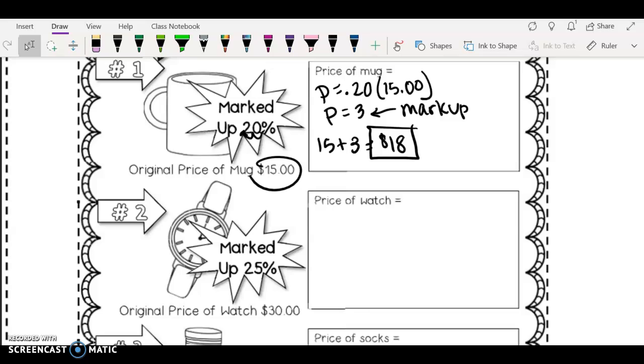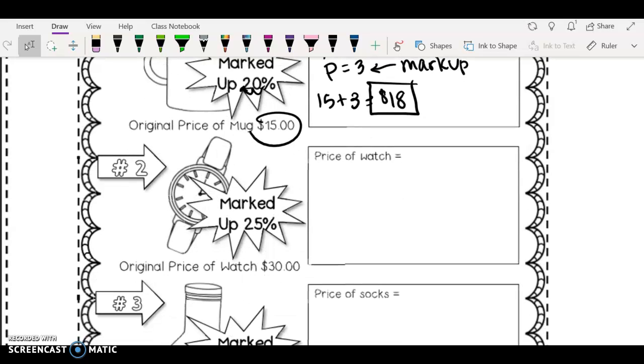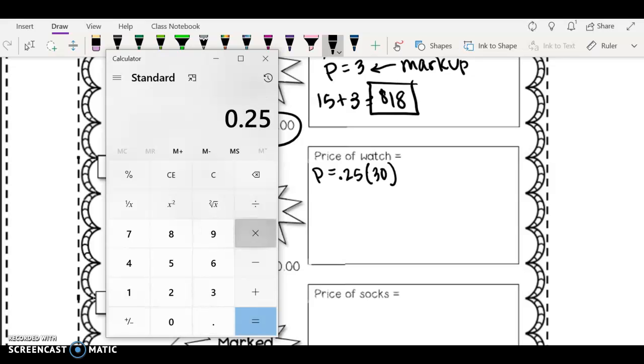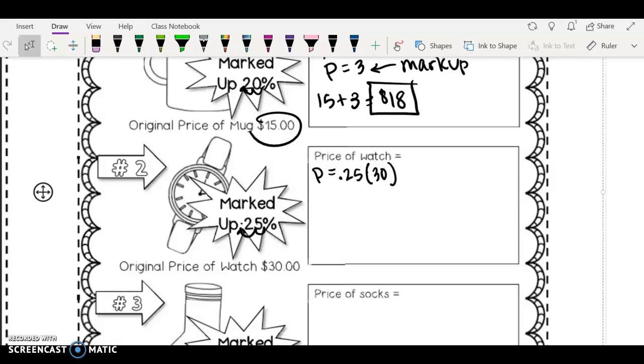All right. Number 2, we have a watch that's $30 and we're going to mark that up 25%. So we are going to move that decimal to the left 2 places. So we have our part equals 0.25 times my original price, which was $30 for the watch. 0.25 times 30 is $7.50. So this is my markup.